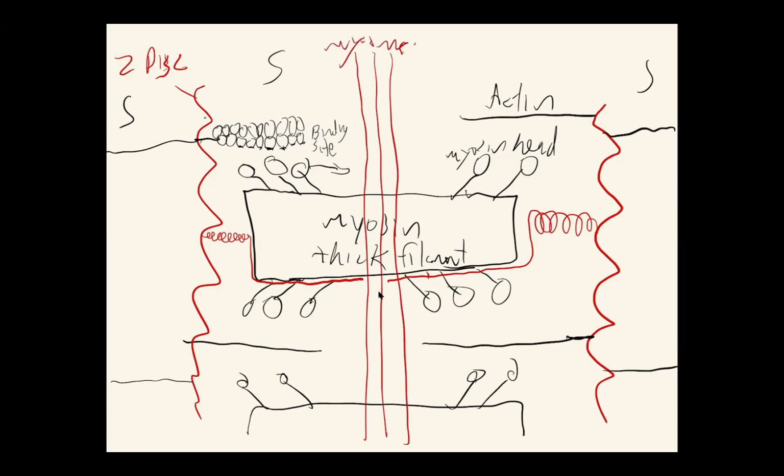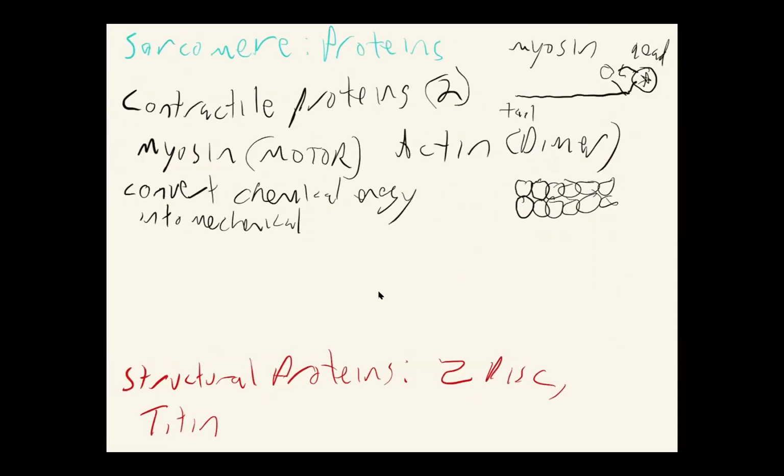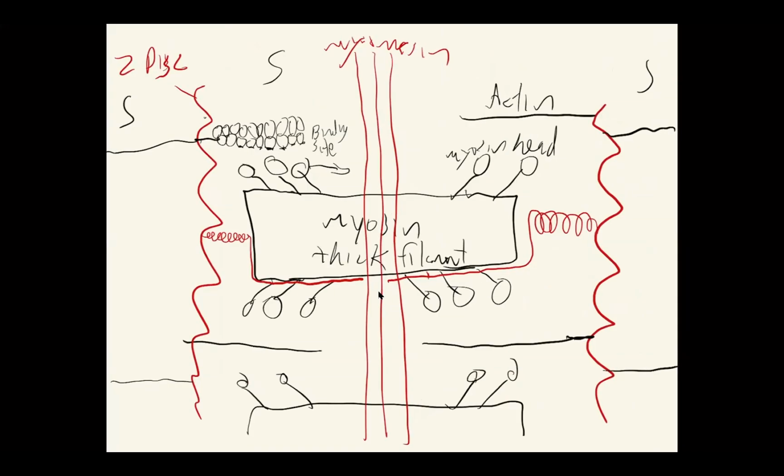Myoglobin. So if we go back here, our third structural protein is Myoglobin. There we go. And it is a stabilizing protein.